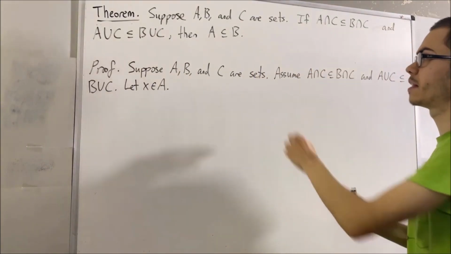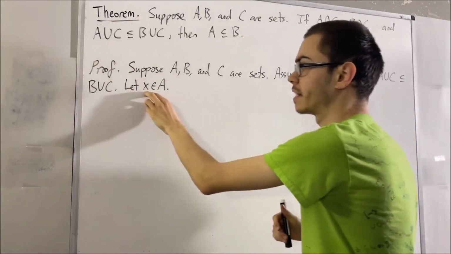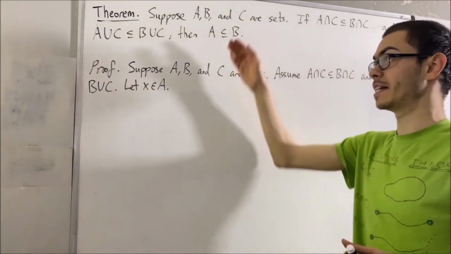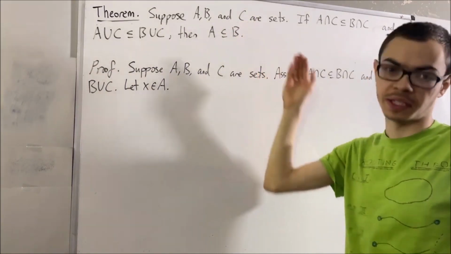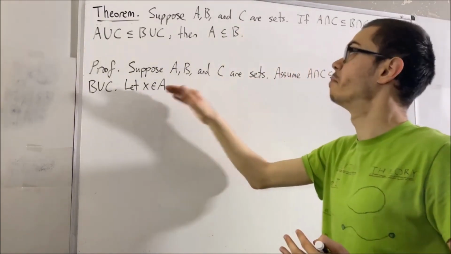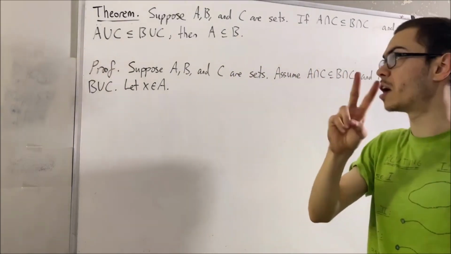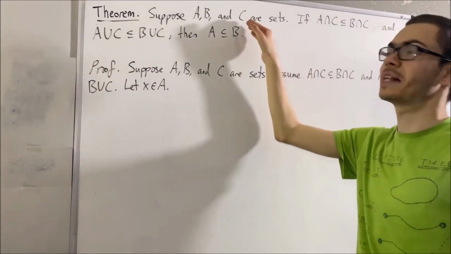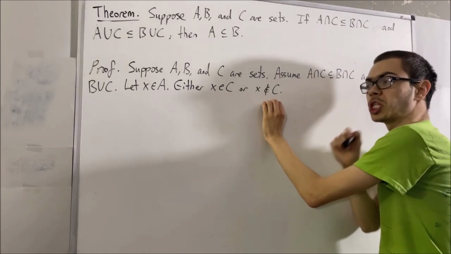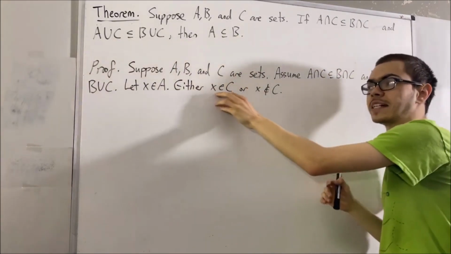So it seems that the set C is the thing that's giving us problems, right? We're not sure whether or not X is an element of C. But we know that either X is an element of C or X is not an element of C. So what we could do is prove that in either case, X must be an element of B. So let's consider two cases. Either X is an element of C or X is not an element of C. In either case, we're going to show that X must be an element of B. Let's start with case 1 where X is an element of C.